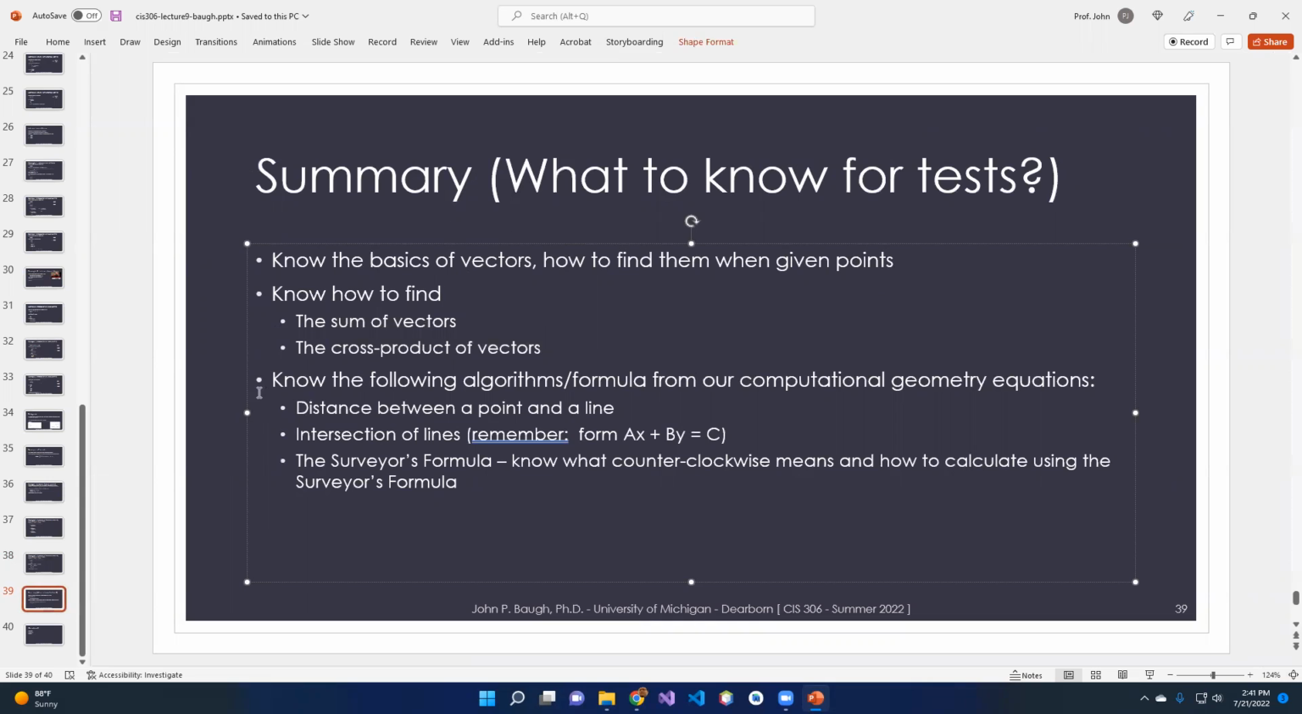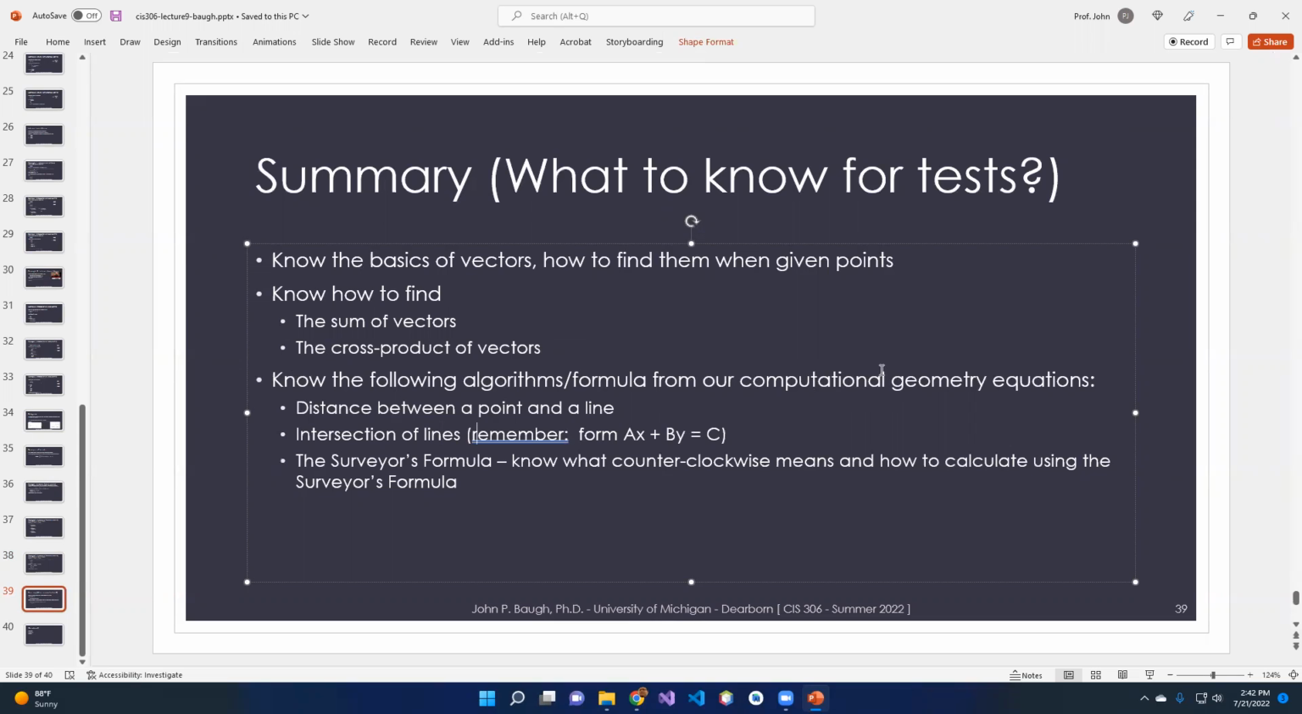I'm not really testing you on the dot product. That's more of a trigonometry thing, and I figured there was enough other stuff to keep you occupied with. So know how to find the sum of the vectors and the cross product of the vectors. You do need to know those, specifically magnitude of cross products is what I'm interested in.